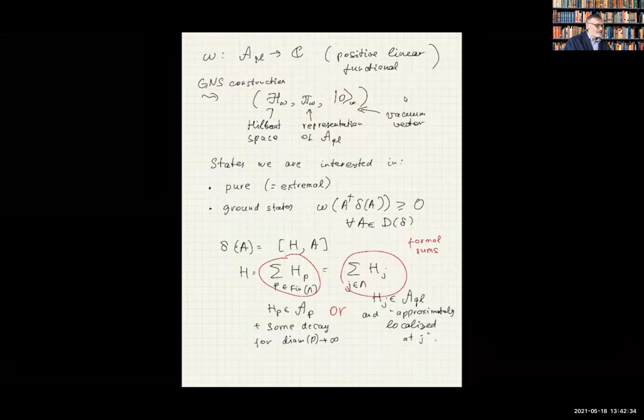For zero temperature, we're interested in states omega which are pure, extremal, and, you would say, also ground states with respect to some time evolution generated by a derivation.